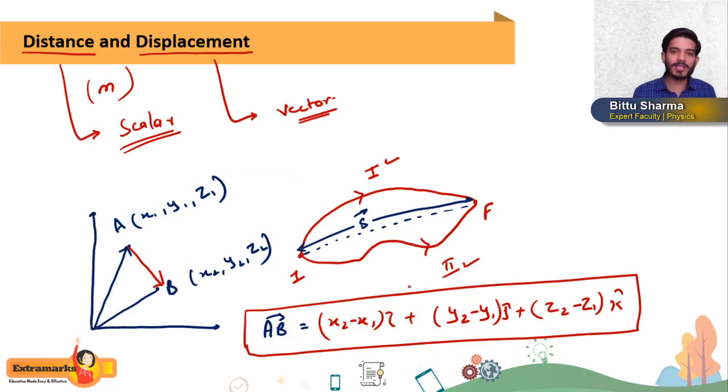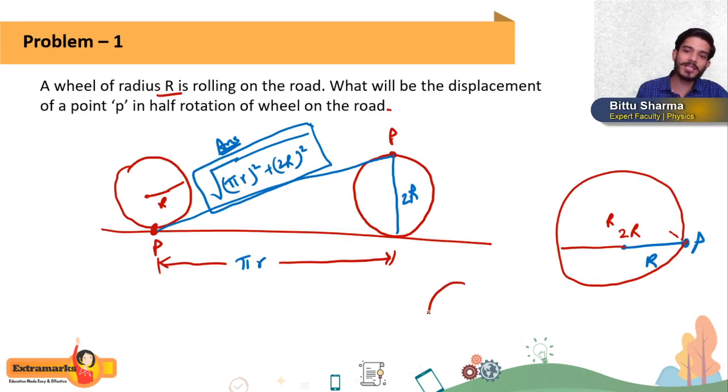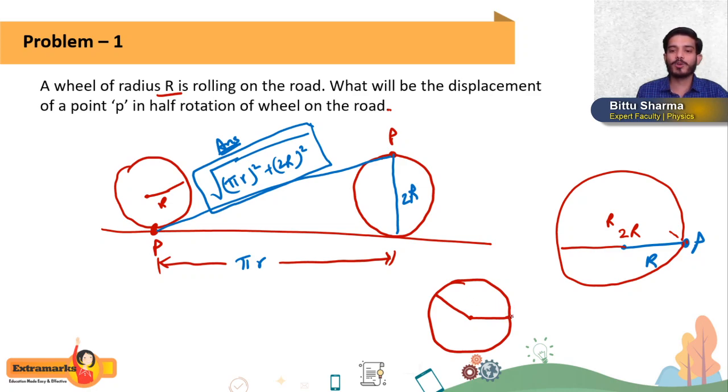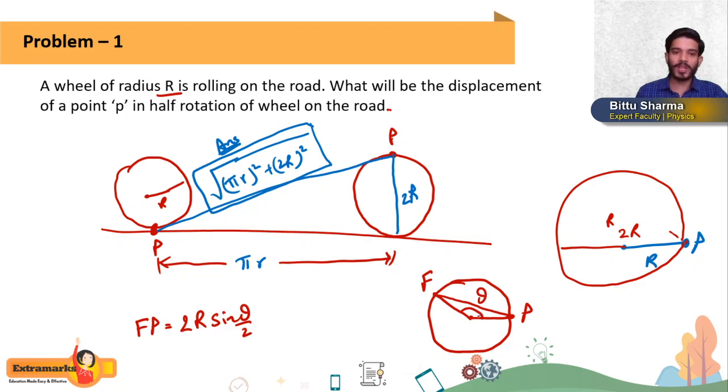But suppose, students, it is neither a half circle nor a 1/4 circle. Suppose at any particular instant you want to calculate the displacement. A person started from point P here, and finally reaches point F, the final position. So what is the displacement of the person? The displacement of the person you can say is FP. And how can you calculate this FP? You can calculate FP directly by the formula 2r sine theta by 2, where theta is this angle.